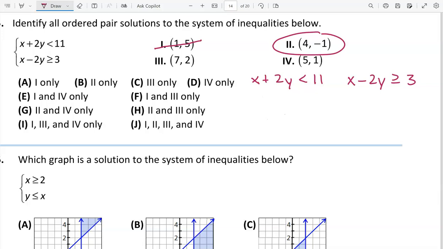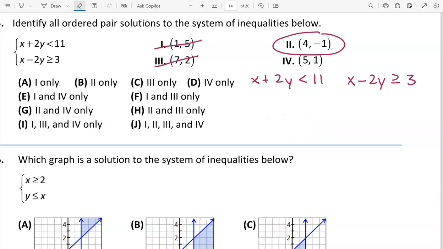So the point (7, 2): 7 plus 2 times 2 is less than 11. It would be 7 plus 4 is less than 11, or 11 is less than 11. That is not a true statement, therefore not a solution to the system.